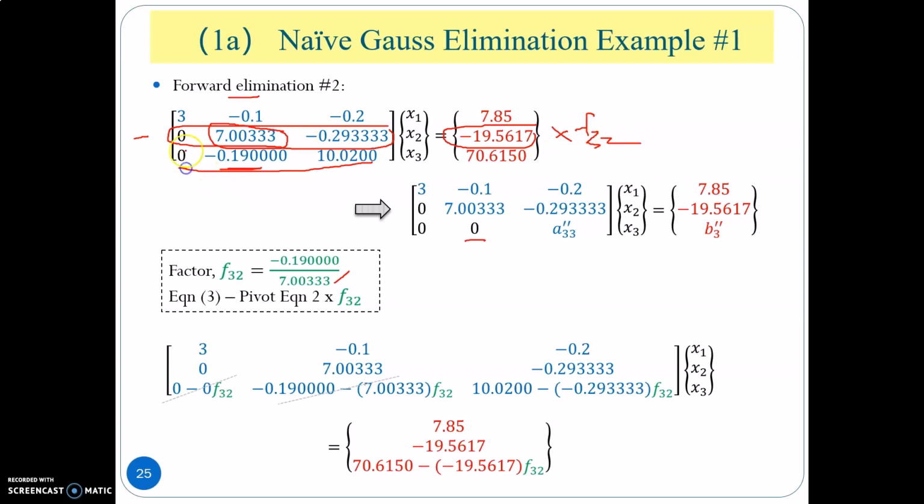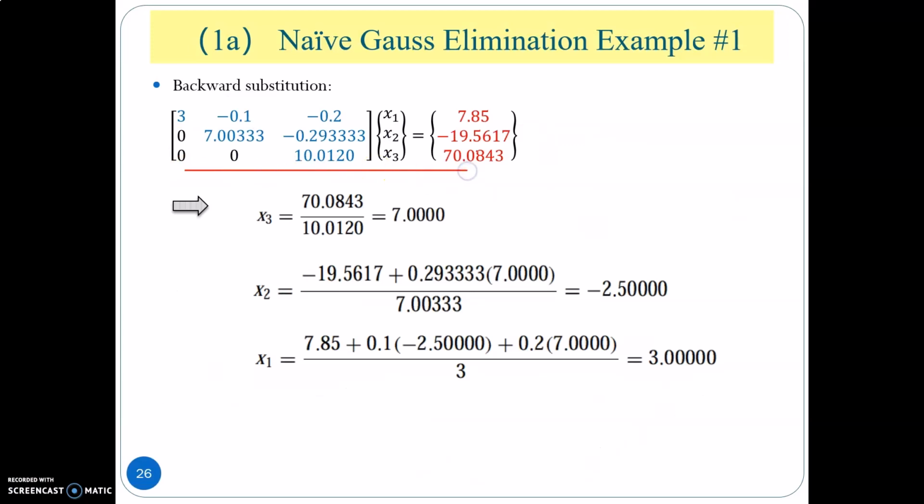So you have 0 minus 0 multiplied by F32, obtaining 0 here. For the second term here you have negative 0.19 minus 7.00333 multiplied with F32, which is this term. And if you continue, you should be able to obtain these two remaining terms. Once you substitute F32 inside this term, you should be able to obtain this equation. And then you see you have an upper triangular matrix where you have 0 at the lower part here.